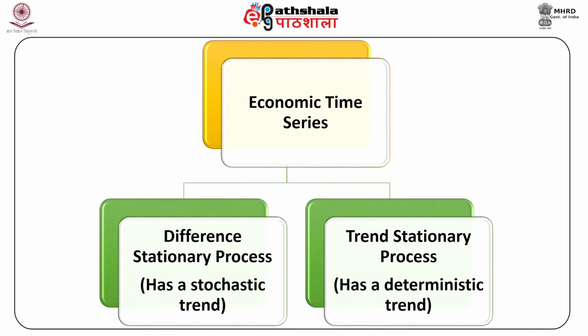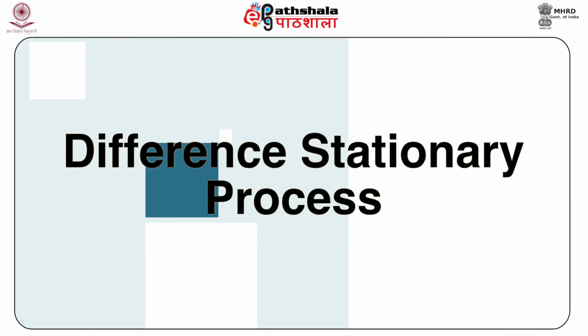Now, if you look at this chart, we are trying to show that you may have economic time series which may be difference stationary process or which may be a trend stationary process. In a difference stationary process, we have a stochastic trend, and a trend stationary process has a deterministic trend. So what is a difference stationary process? If a time series contains a unit root, then the first difference of such time series will be stationary. Similarly, if the time series is integrated of higher order than 1, say I2, then we have to difference it twice.